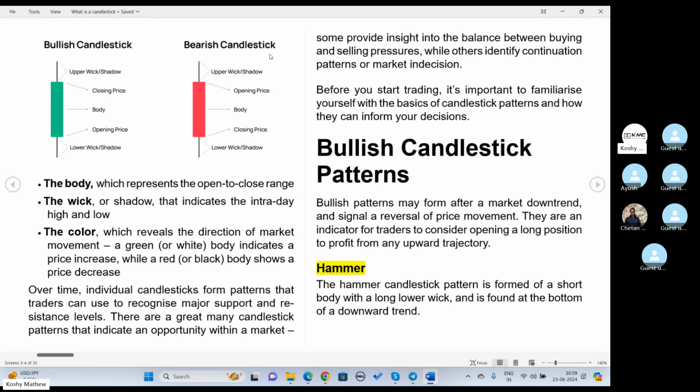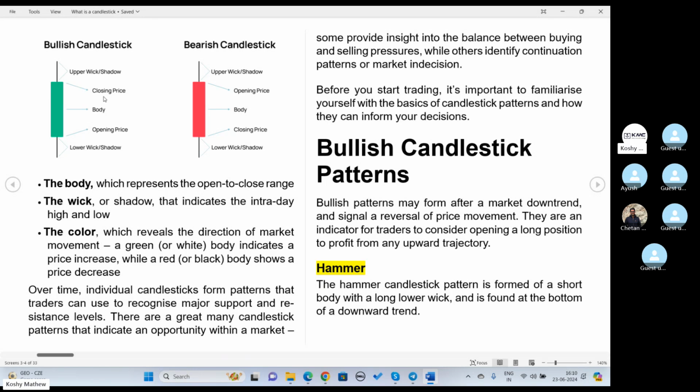A bearish candlestick is totally opposite to a bullish candlestick. The market might have started somewhere here on the top, but the market pulled it down to here. So the lower wick shadow is still here. Then the opening price is here, right?